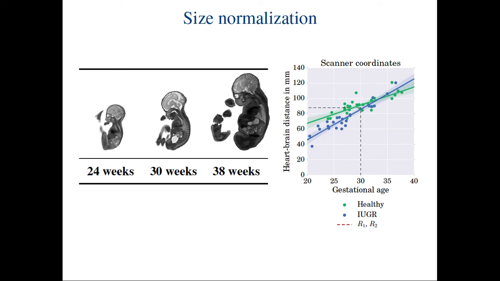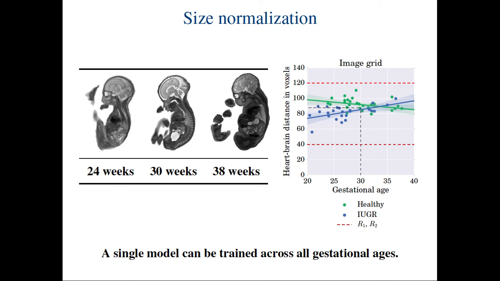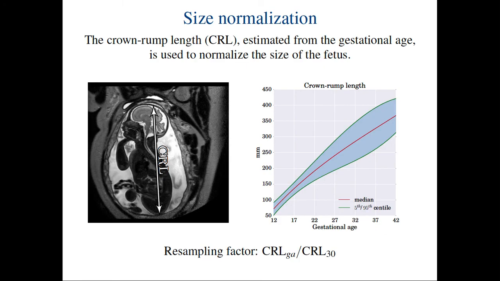To reduce the variability due to fetal development, we resize the images based on the gestational age of the fetus. This allows us to train a single model across all gestational ages. This size normalization uses the crown rump length estimated from the gestational age.